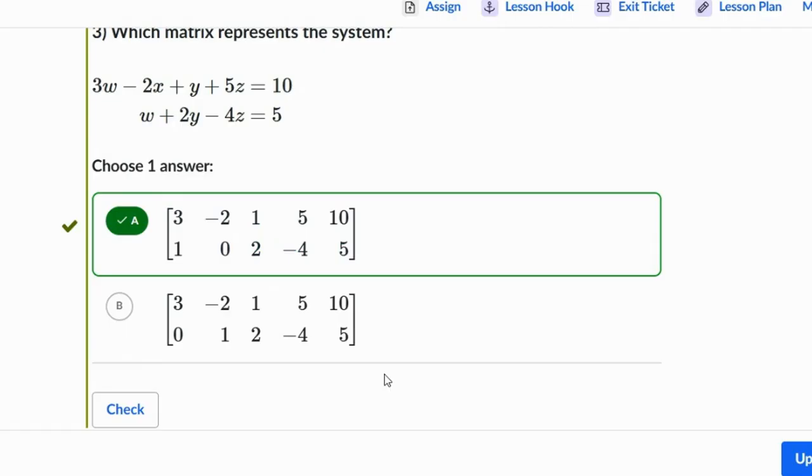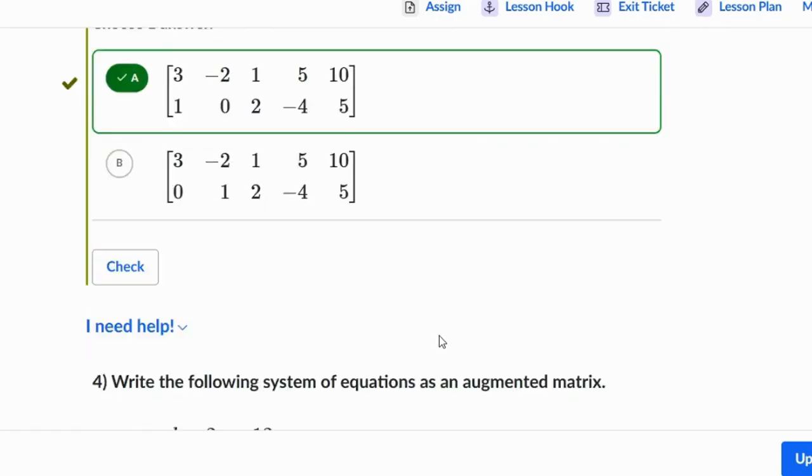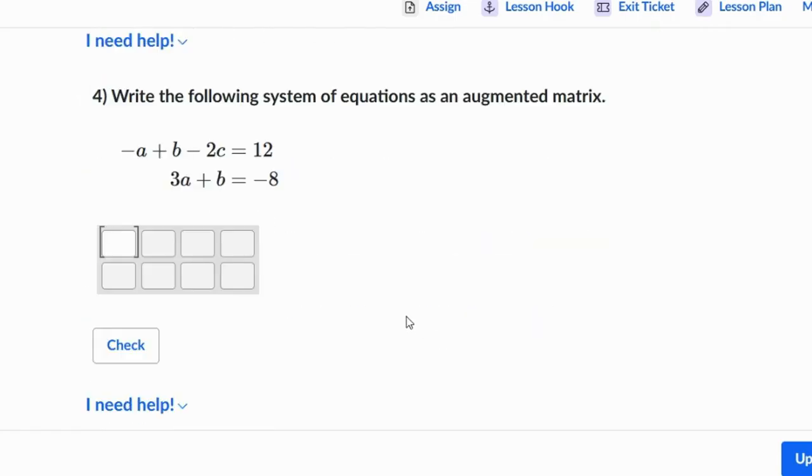I know 3 of you are just going to nail this because you're answering every time, getting them right. Oh, we have to write this one.